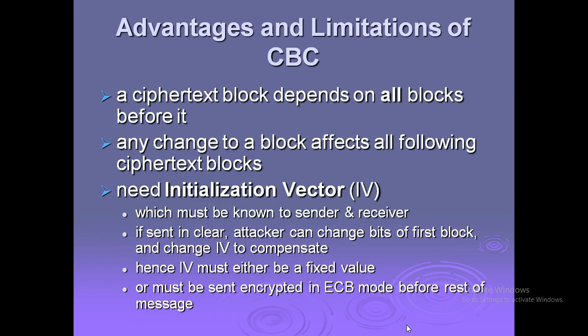Advantages and limitations of CBC. A ciphertext block depends on all blocks before it. Any change to a block affects all following ciphertext blocks. It needs an initialization vector, which must be known to sender and receiver. If sent in clear, an attacker can change bits of the first block and change the initialization vector to compensate. Hence, the initialization vector must either be a fixed value or must be sent encrypted in ECB mode before the rest of the message.